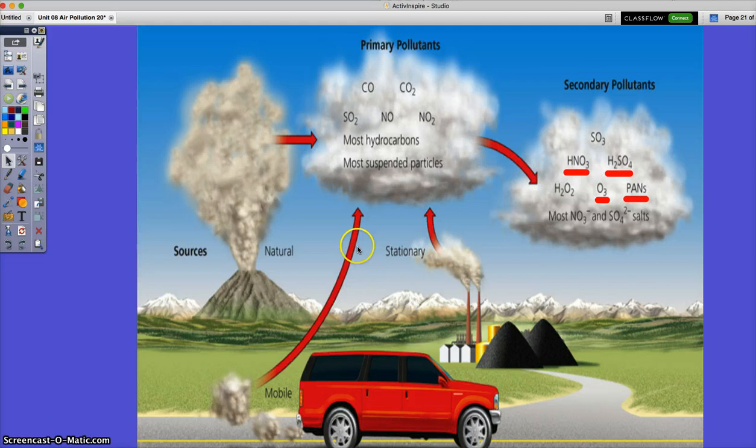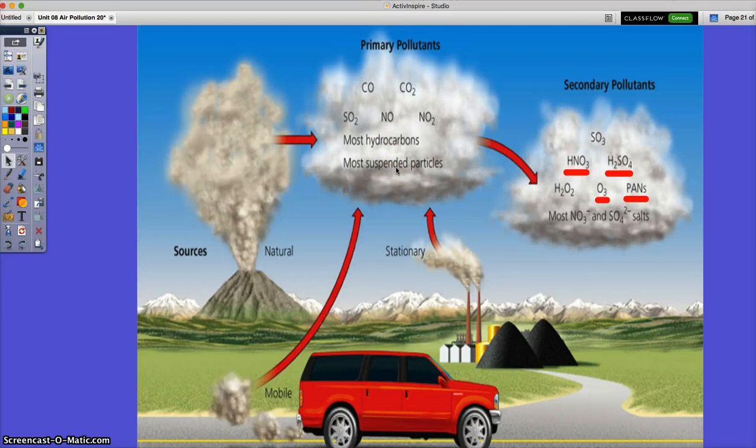What are other mobile sources? Trains, planes, right? And then we've got this stationary. What's this an example of? Factory, industry, power plants, right? Electric power plants. So they produce these primary pollutants, which are all there for you. Carbon monoxide, carbon dioxide, sulfur oxides, nitrous oxides, volatile organic compounds, and particulate matter.